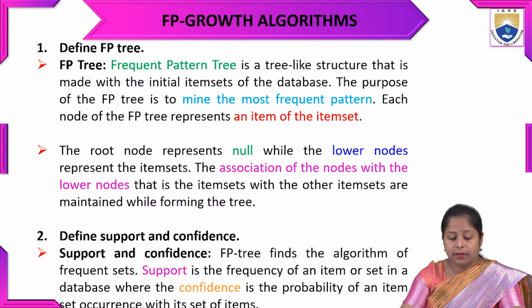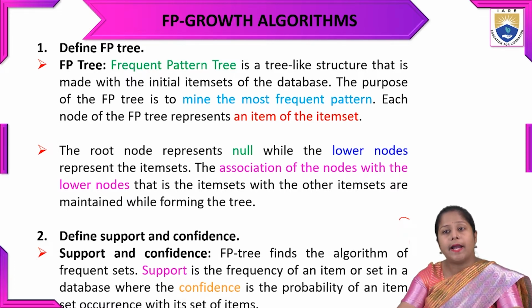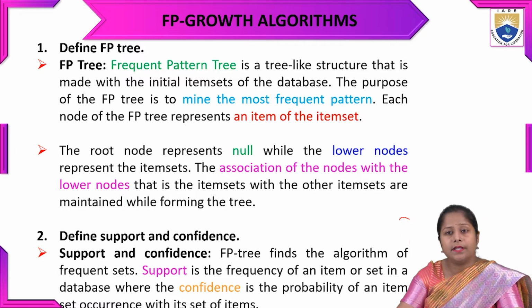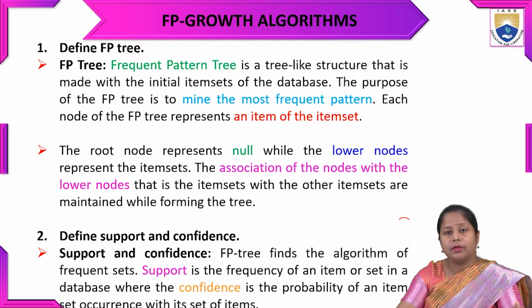The next question is: define support and confidence. The FP tree is an algorithm for finding frequent sets. Support is the frequency with which an item occurs in the database, whereas confidence is the probability of an item occurring together with a set of items. That is the difference between support and confidence.